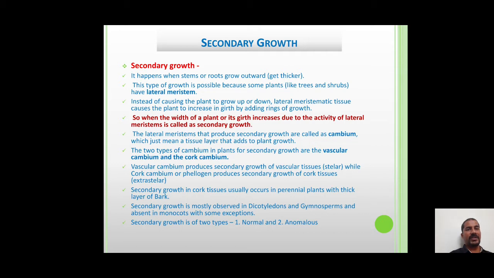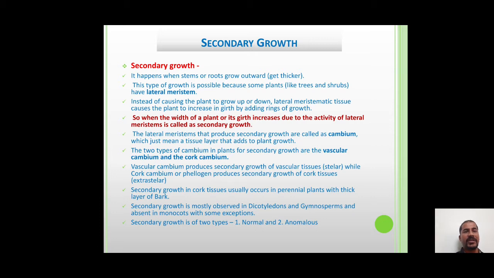We can define the secondary growth as: when the width of a plant or its girth increases due to the activity of lateral meristem, it is called the secondary growth. That means for secondary growth, 2 points are important. One is that there should be an increase in the girth or thickness of the plant, and the second point is that the increase in the girth or the thickness is due to the presence or the activity of lateral meristem.